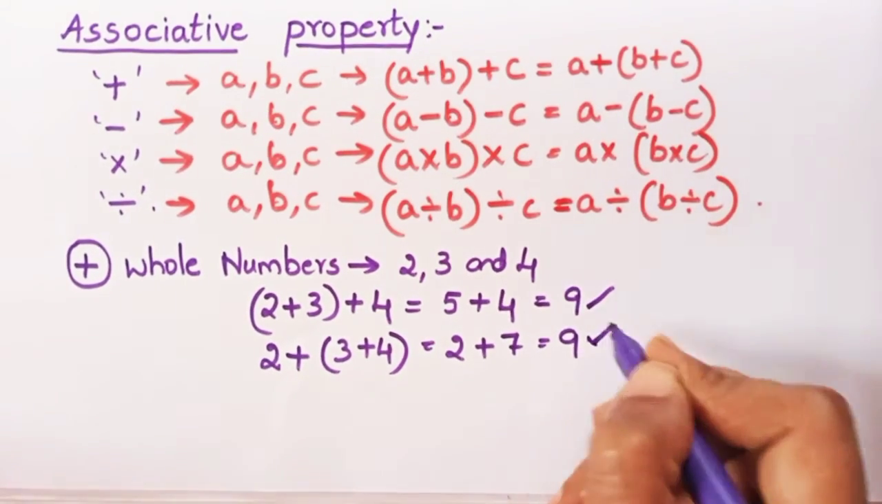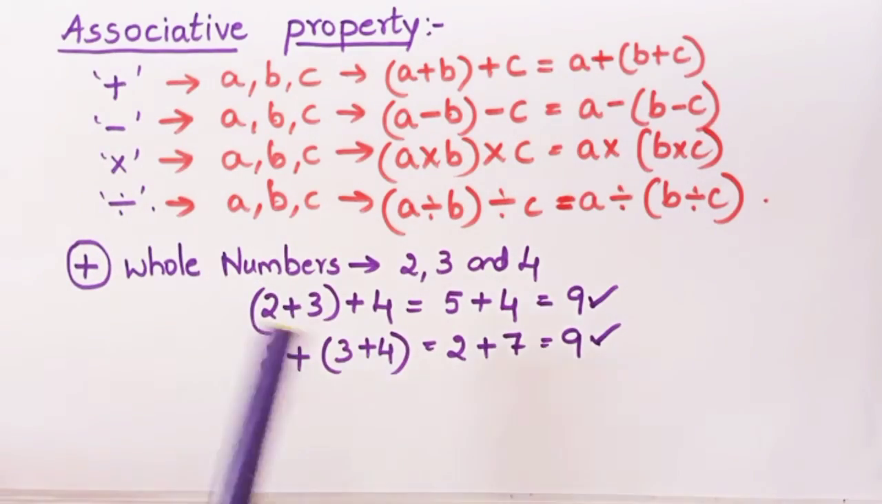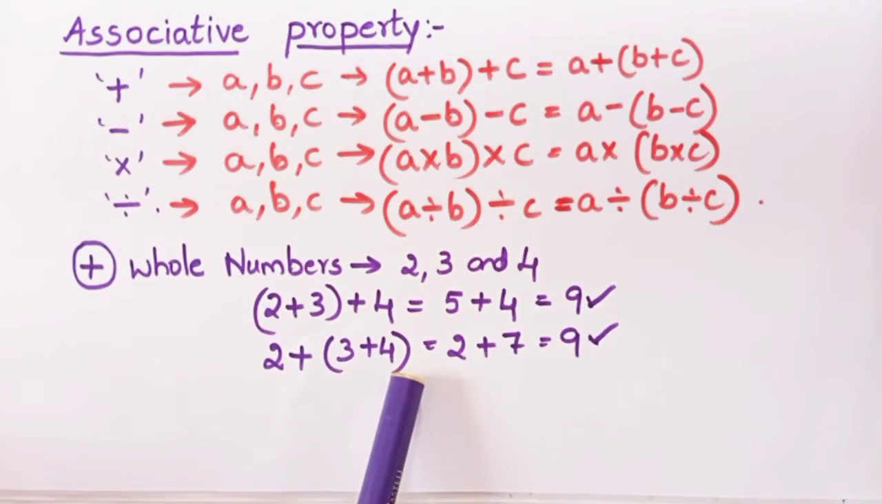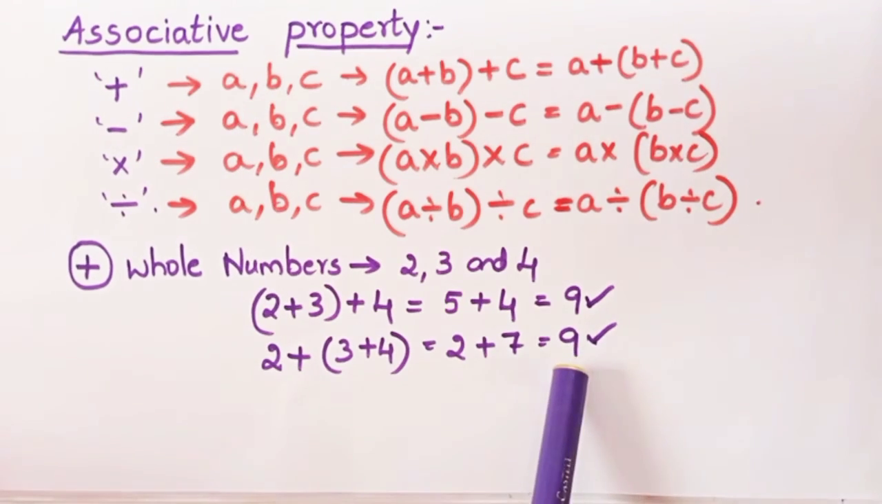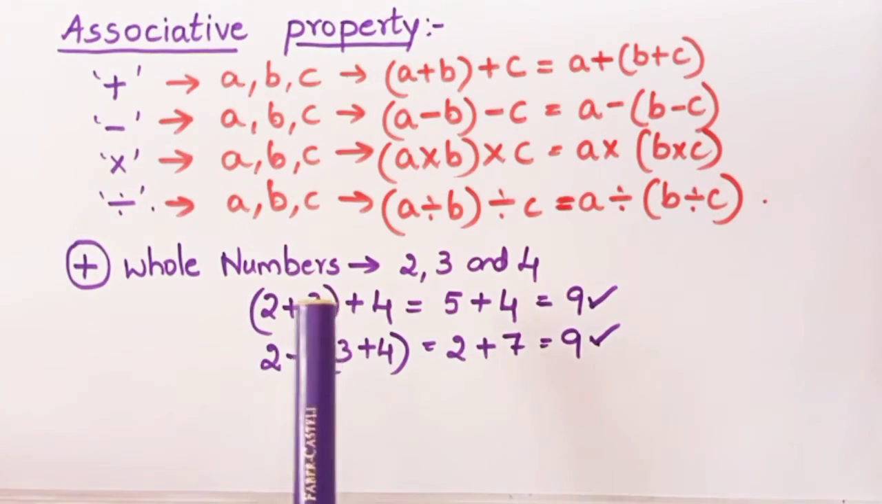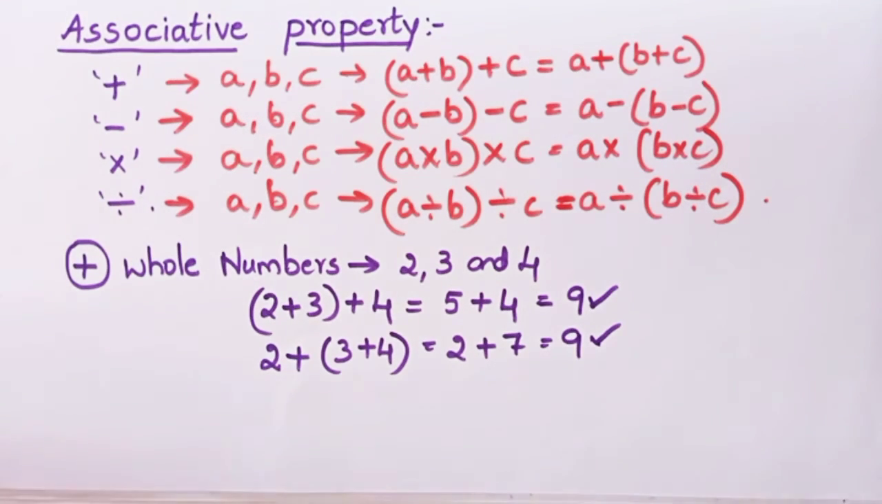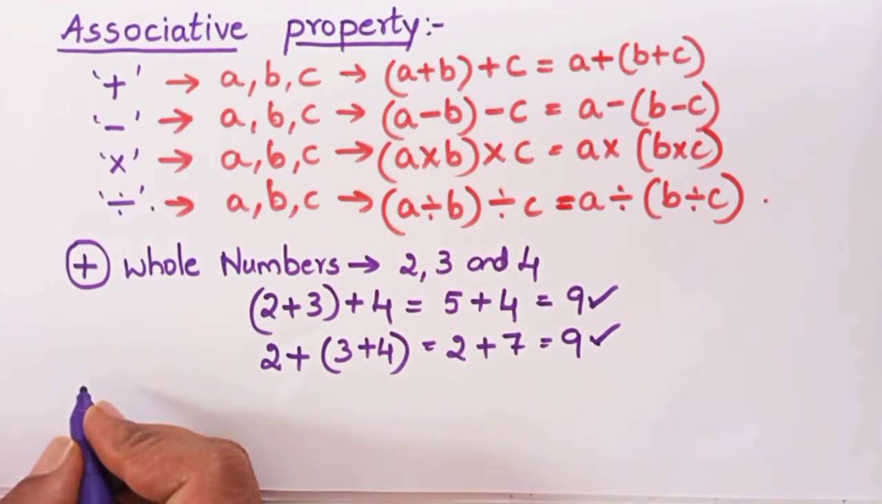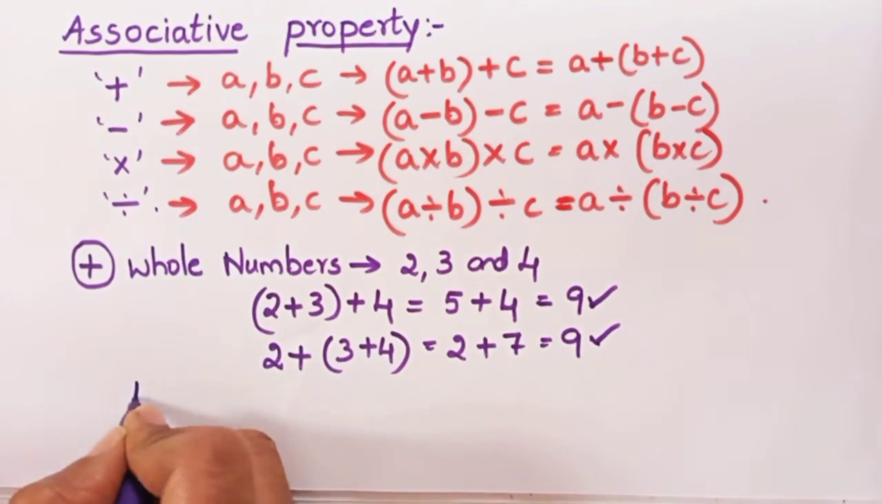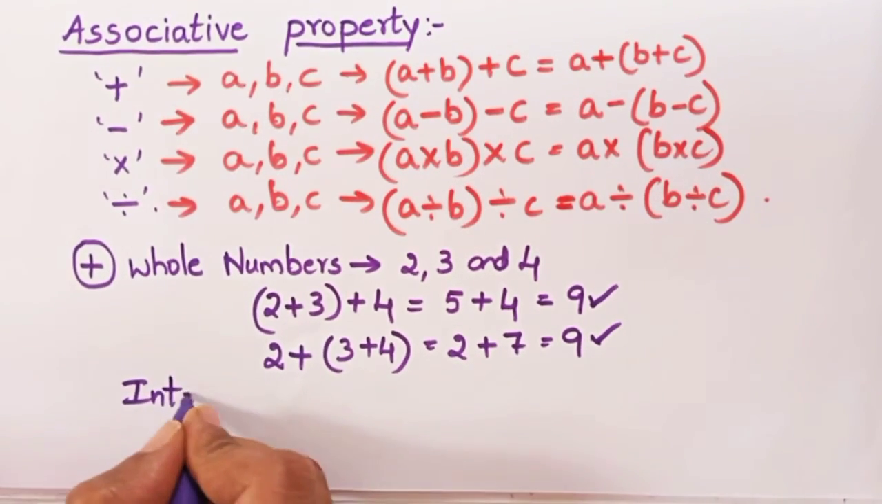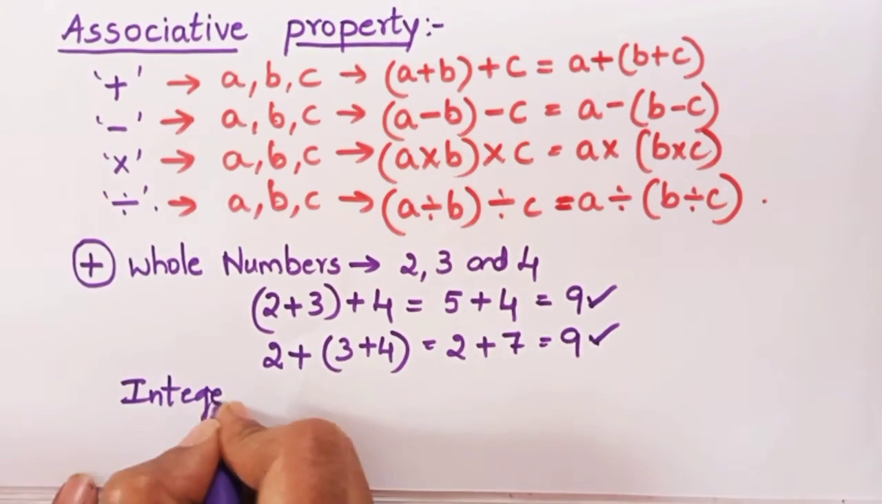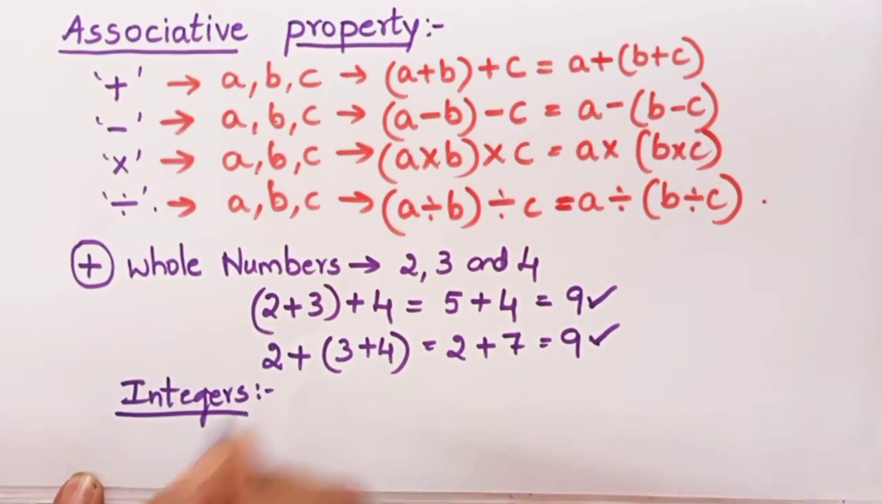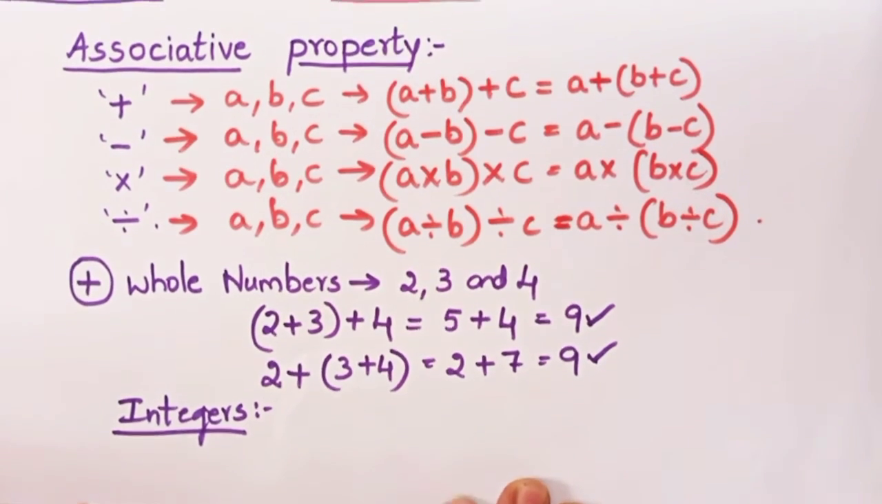So however I associate my numbers, I'm getting the same result. So addition is associative for whole numbers. Okay, addition is associative for whole numbers. Now let us check our addition property with integers. Let us check this with integers now.